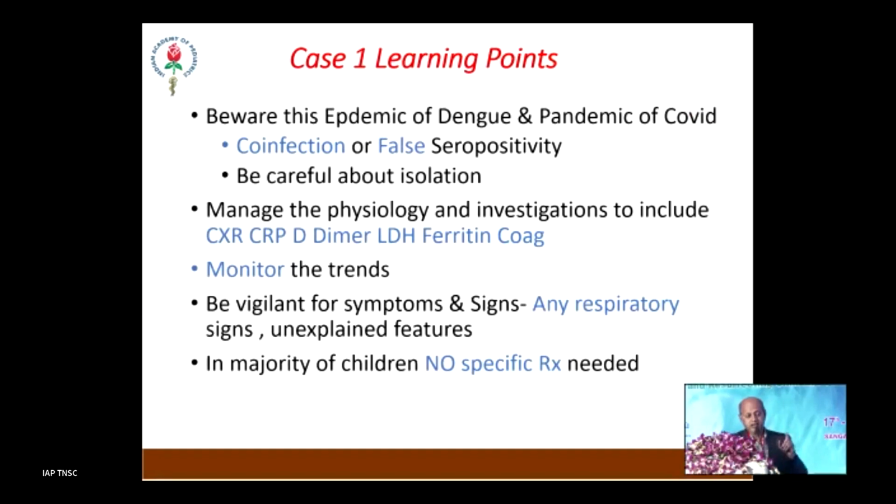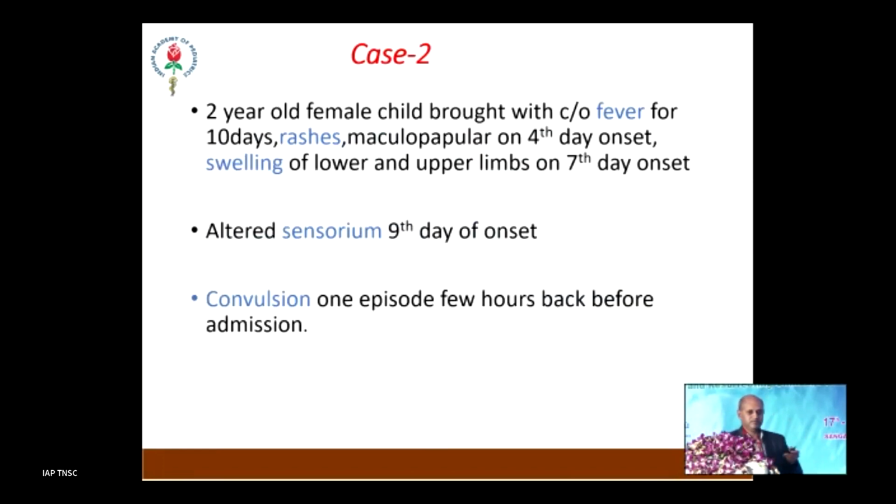And once again, in a COVID ICU, managing dengue and COVID is a real challenge because people will not be moving that much. Those are the things. We need to keep track of acute phase reactants like CRP, ferritin, and coagulation profile, monitor the trend, and be vigilant for respiratory signs and symptoms and unexplained things. If anything arises, we need to act on that. For COVID, we don't require any specific management. Dengue requires organ perfusion. That's case number 1.